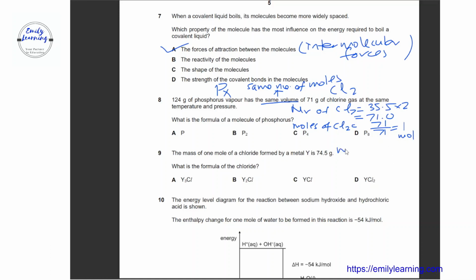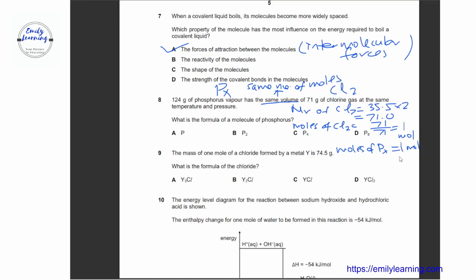So the number of moles of Px, because I don't know what is x, is also 1 mole, because same volume at same temperature and pressure means same number of moles of gas. Okay, only apply for gas. So if you have the same volume of gas at the same temperature and pressure, this means that there's the same number of moles. So if there's 1 mole of chlorine, there's also going to be 1 mole of phosphorus.